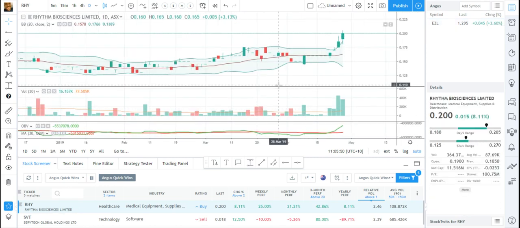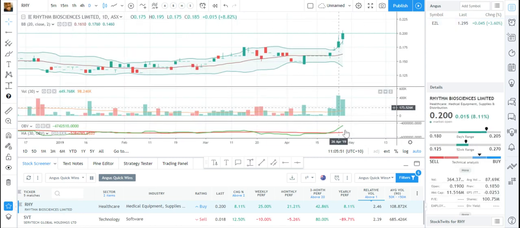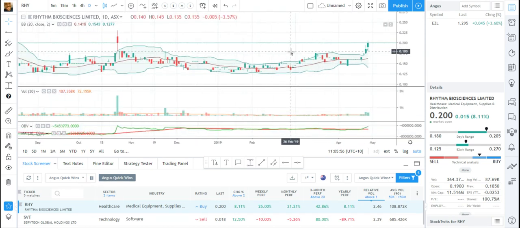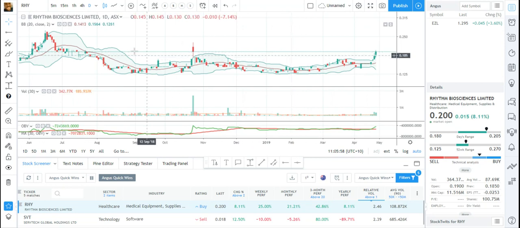Rhythm Biosciences. You can see it's got some great volume. There's a great uptick there. So that's one that I definitely want to have a better look at. You can see there's been a bit of a resistance point around here. It's managed to break up above that a couple of times, but you can see it's touched it there, touched it there, hasn't got through, and it's starting to come through now. So again, that's an interesting stock.